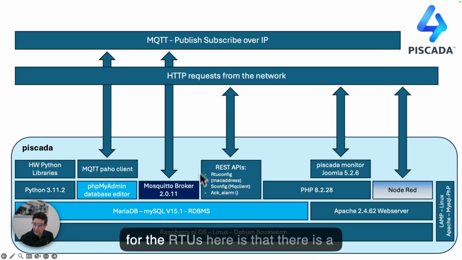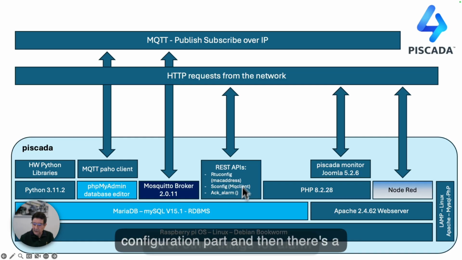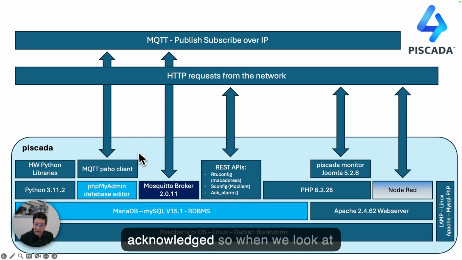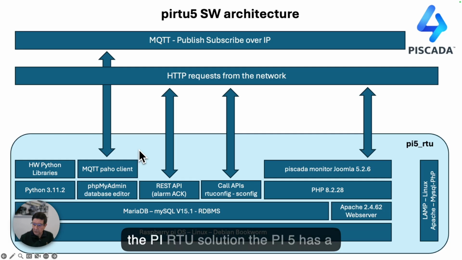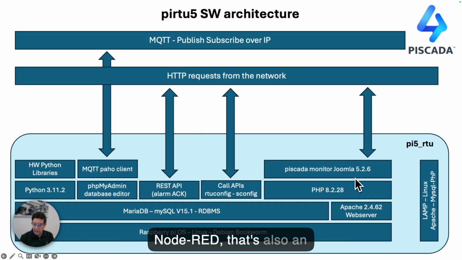The important thing for the RTUs here is that there is a communication between the master station and the RTUs for the configuration part and for alarm acknowledge, done through APIs. So when we look at the Pi RTU solution, the Pi 5 has a very similar architecture. You see the Linux, the SQL database, the Python, the MQTT client. The Mosquitto server is not there, because it will be only part of the main unit. And the user interface part is also similar, but you don't see the Node-RED. That's also an independent function.